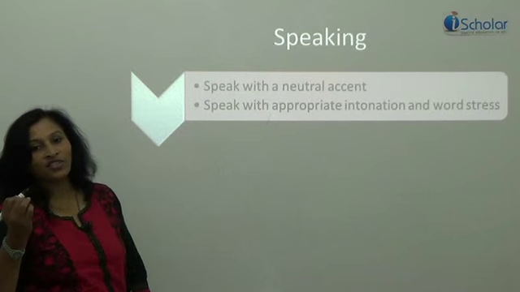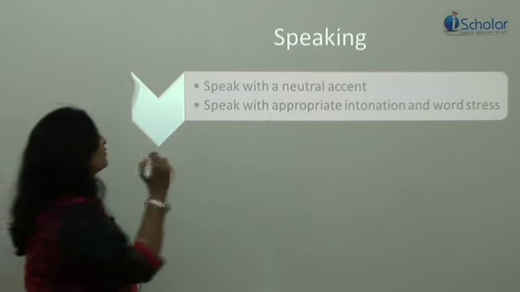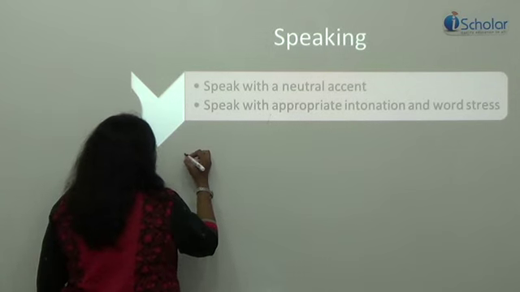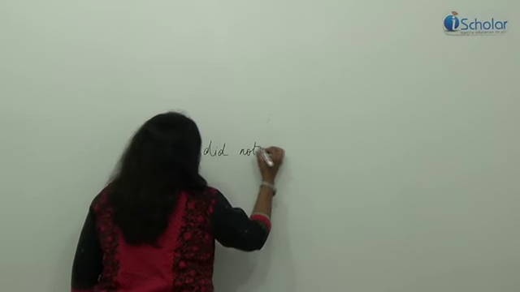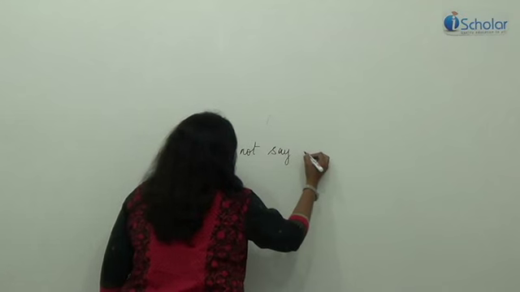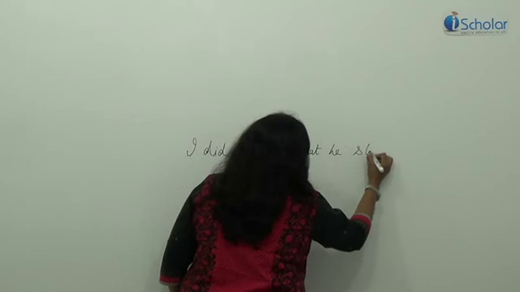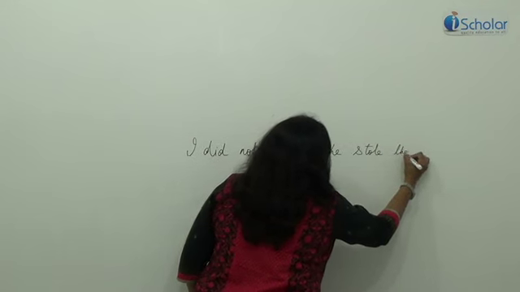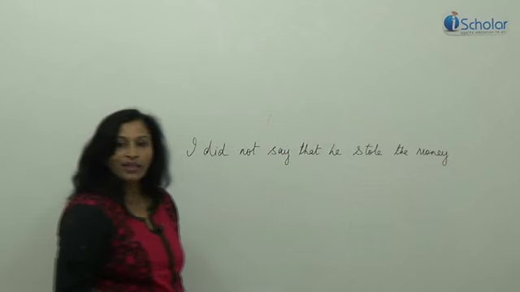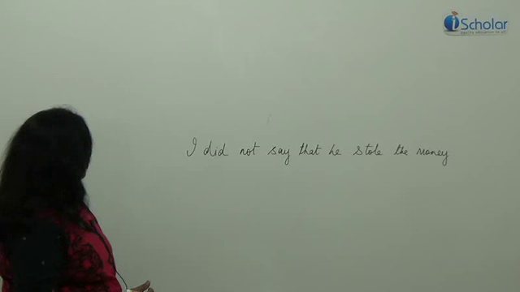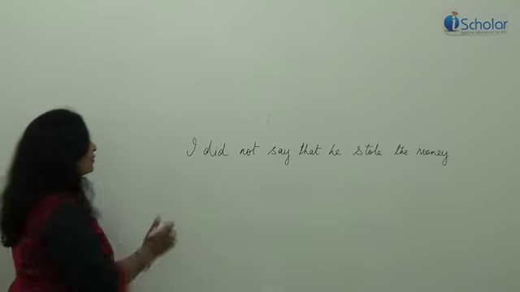English is a stress-timed language and it has a natural music in it. Let me give you a sentence. I did not say that he stole the money. Correct? Let's look at this sentence. I hope it's visible to all of you. Now let's stress each of these words one by one.